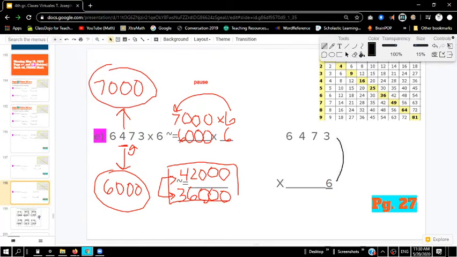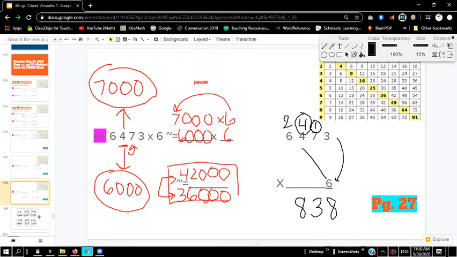3 times 6 is 18. 7 times 6 is 42. Plus 1 is 43. 6 times 7 is, 6 times 4 is 24. Plus 4 is 28.